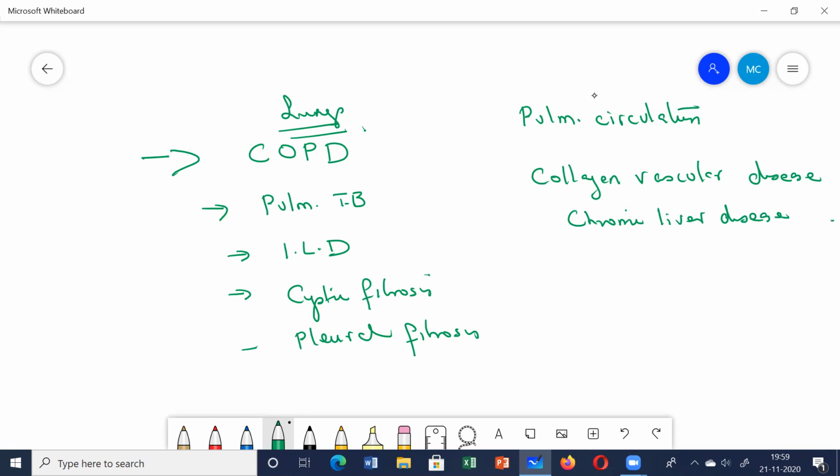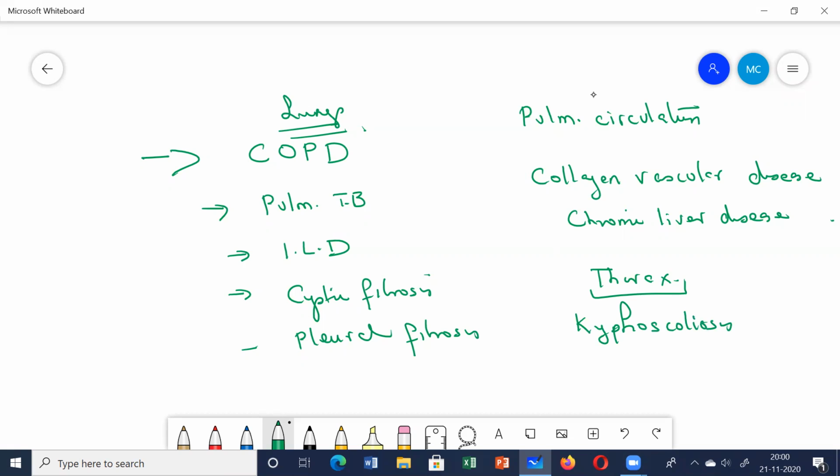Then come to the diseases of the thorax. There are different diseases of the thorax where the patient is not able to breathe properly. Proper air exchange is not taking place, which leads to hypoxia. Like kyphoscoliosis. Why does kyphoscoliosis cause cor pulmonale?